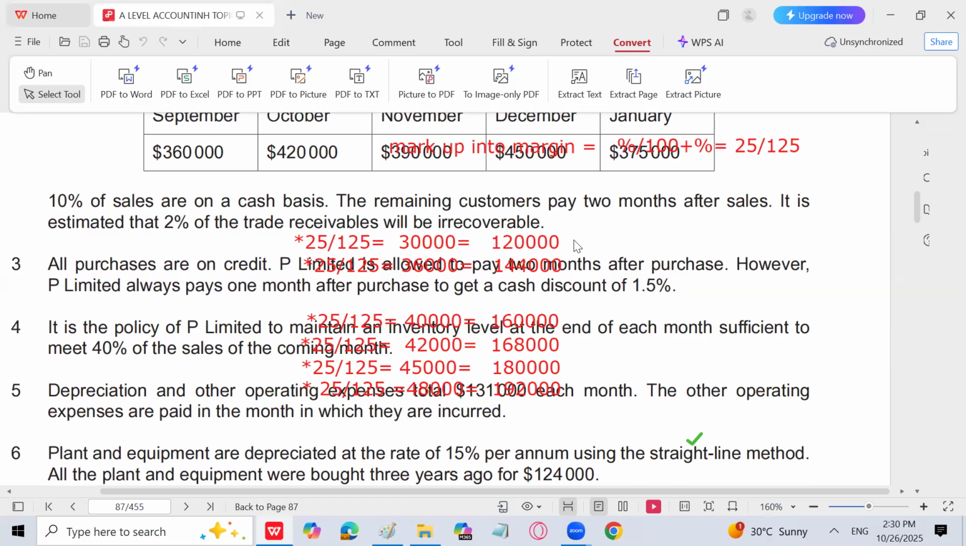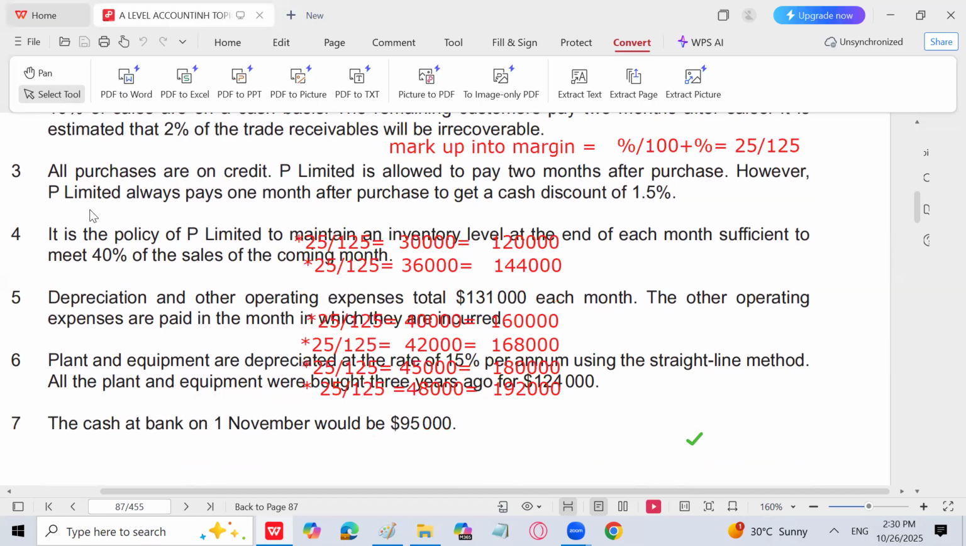So they will be bad debts. The remaining amount you will receive as cash. Whatever is going to be the credit sale, 90%, we are getting only 98% of that amount, or after subtracting 2%. Purchases are on credit. P Limited is allowed to pay 2 months after purchase. However, P Limited always pays 1 month after purchase to get a cash discount of 1.5%. So I have solved it.